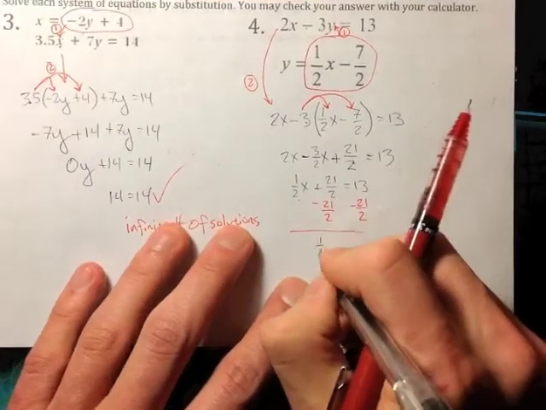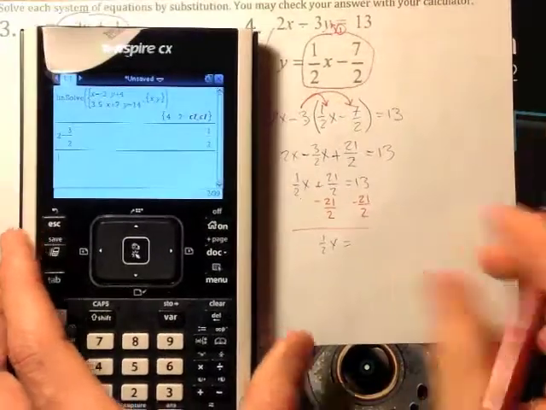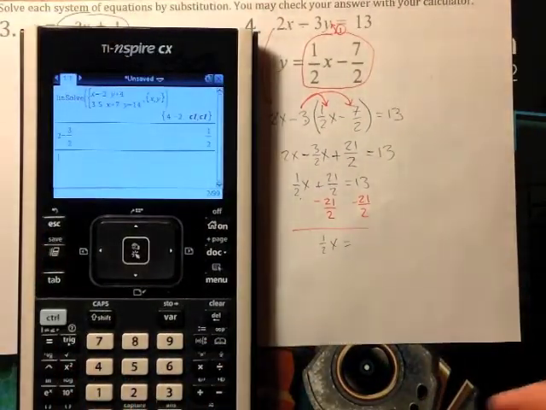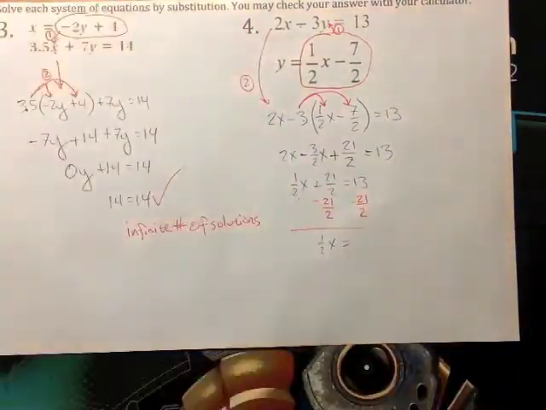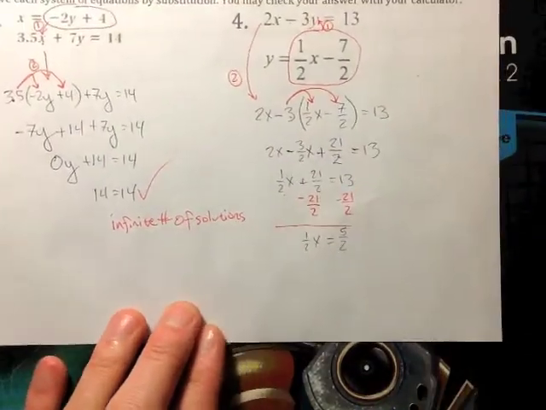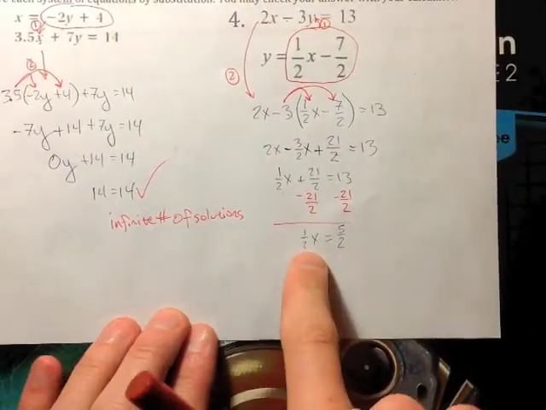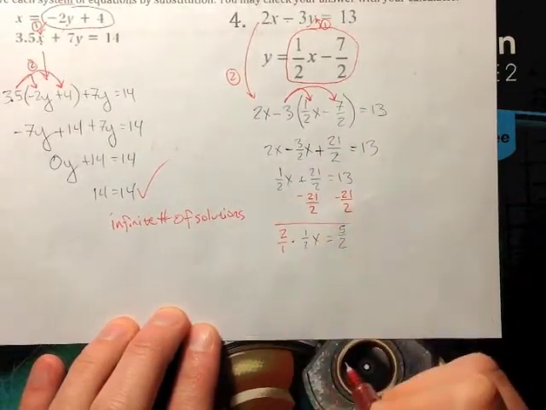So 1/2 x equals 13 minus 21/2. I can't do that in my head. So let's do this: 13 minus 21 divided by 2 is 5/2. That's not too bad actually.